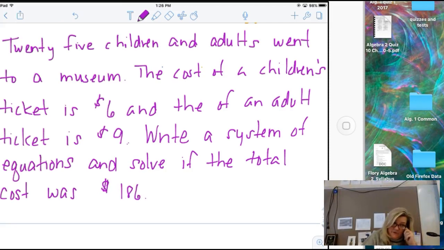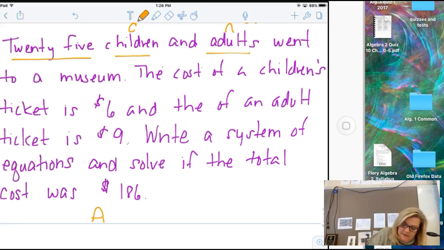Okay, it's a system of equations, so we're going to be writing 2 equations. All the information that we need is right here. So let's highlight the information that's important. We know that there's 25 children and adults that went. Let's make the children C, and we can make the adults A. We'll do the adults first. We'll have A, adults, plus C, children, equals 25. There were 25 people altogether that went to the museum.